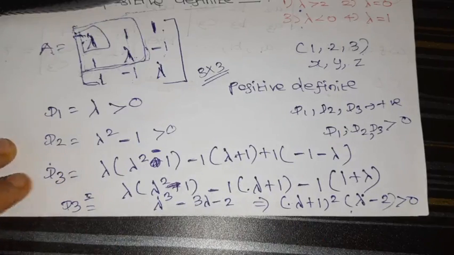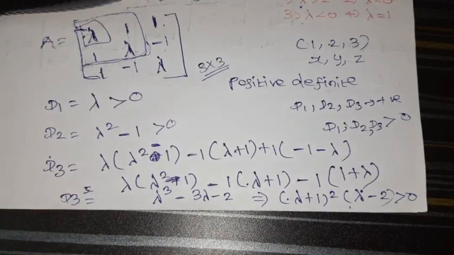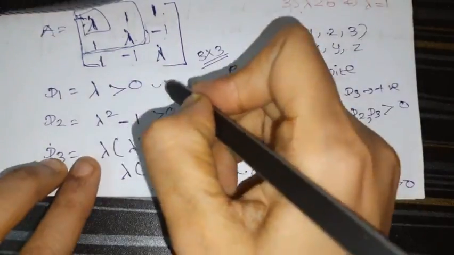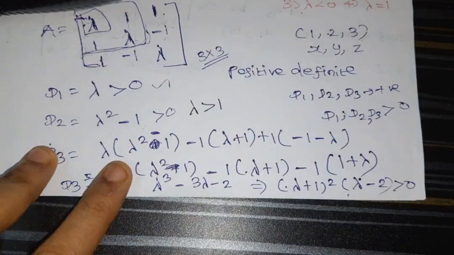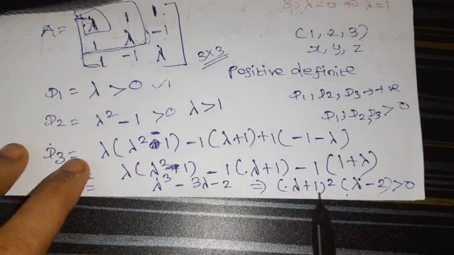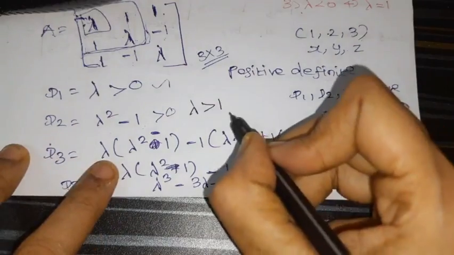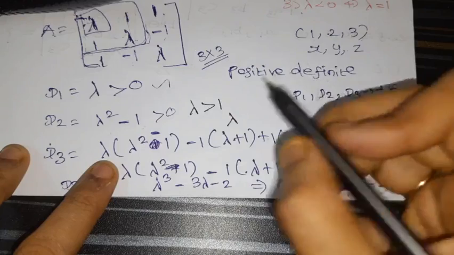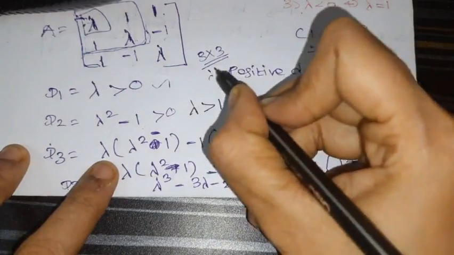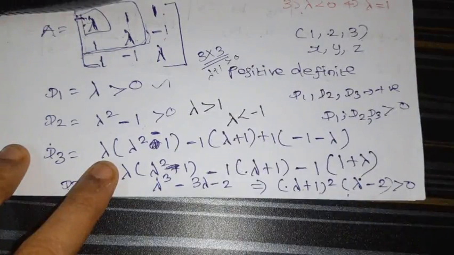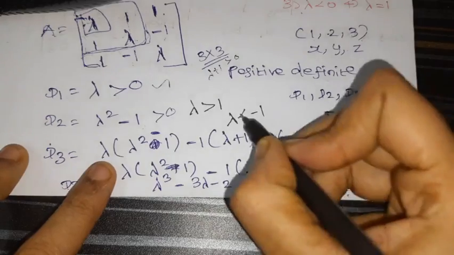I will write it here. So lambda greater than 0. Then lambda squared minus 1 greater than 0, which means lambda greater than 1. Then lambda plus 1 the whole squared greater than 0 means lambda plus 1 greater than 0, so lambda greater than minus 1.